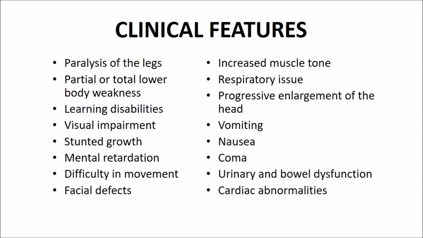function. But there can be associated anomalies in these cases, and there will be further clinical features or symptoms along with these general presentations. And so there will be learning disabilities, visual impairment, stunted growth, mental retardation, difficulty in movements, and facial defects, increased muscle tone, respiratory issues, and then can be the associated hydrocephalus that can cause vomiting and head enlargement, and cardiac anomalies can also be presenting with these neural tube defects.